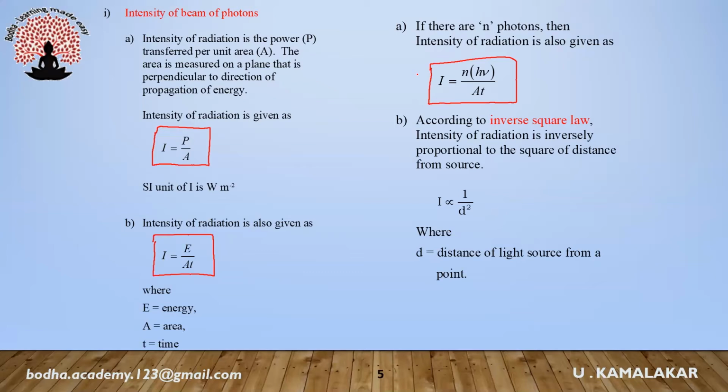According to inverse square law, the intensity of radiation is inversely proportional to the square of distance from the source. That is, I is proportional to 1 by d squared, where d is distance of light source from a point.